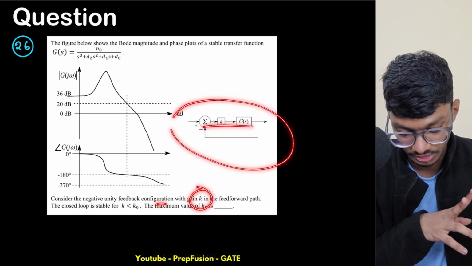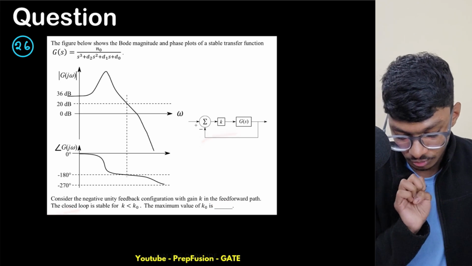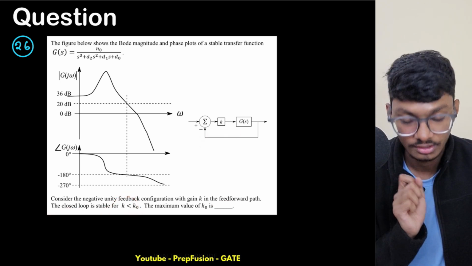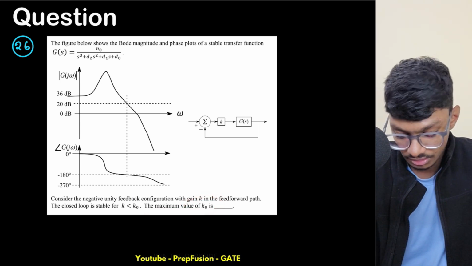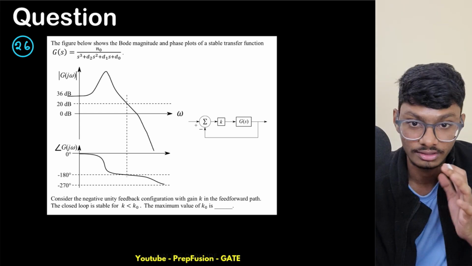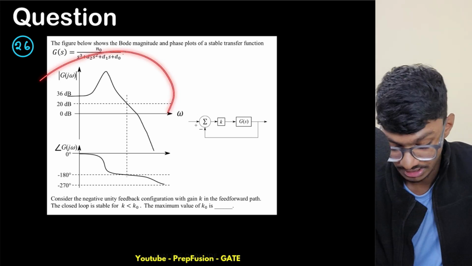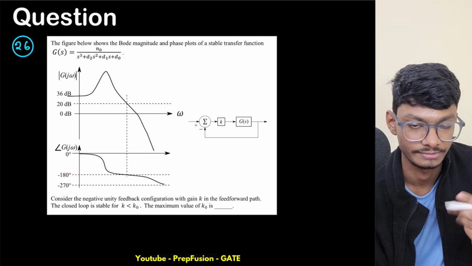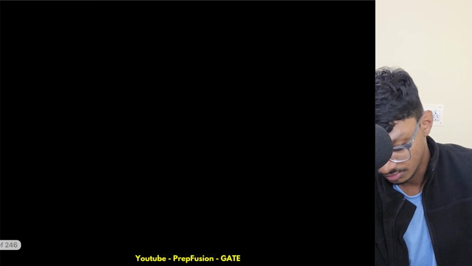This is the negative unity feedback configuration in the feed forward path. Fine. The closed loop is stable for what value? The maximum value of k naught is what? So here what you observe is that they haven't given us anything here, only this graph is given and a few pieces of information in the graph. So obviously we'll decode some information from the graph itself. Okay, so information from graph.